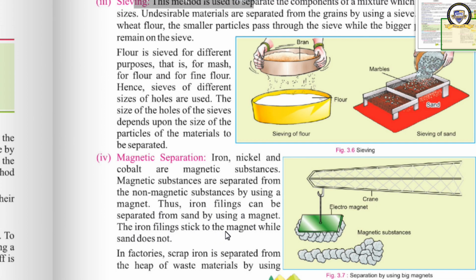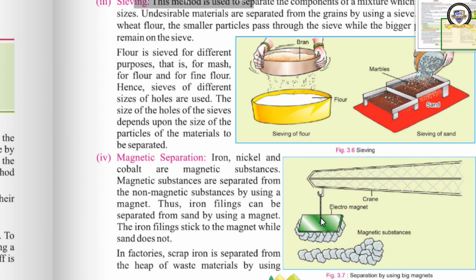The iron filings stick to the magnet while sand does not. In the starting I explained with the example of powdered sulfur and iron, right? We attracted the iron from the powdered sulfur using a magnet. Just like that, from a mixture of sand, we can separate iron filings using a magnet. In factories, scrap iron is separated from the heap of waste materials by using magnets.